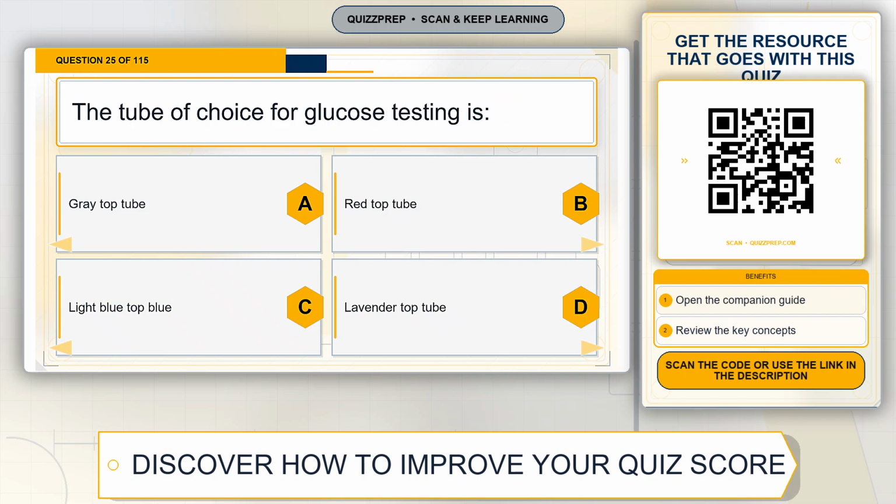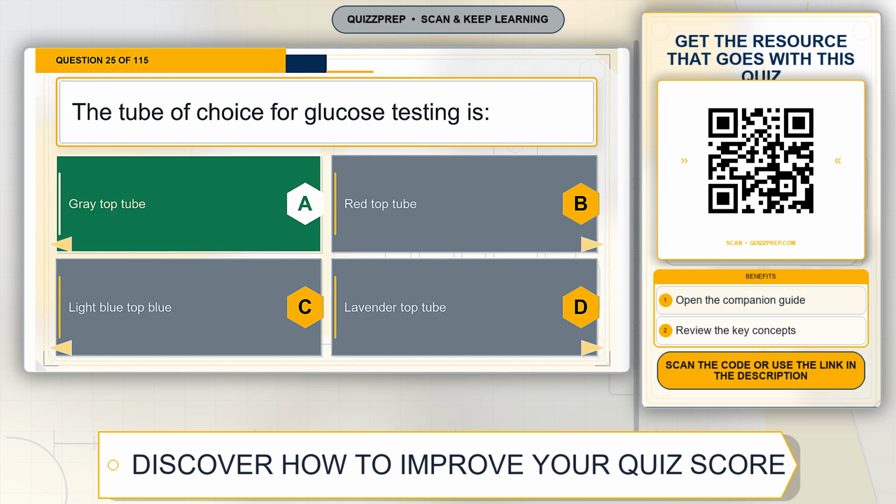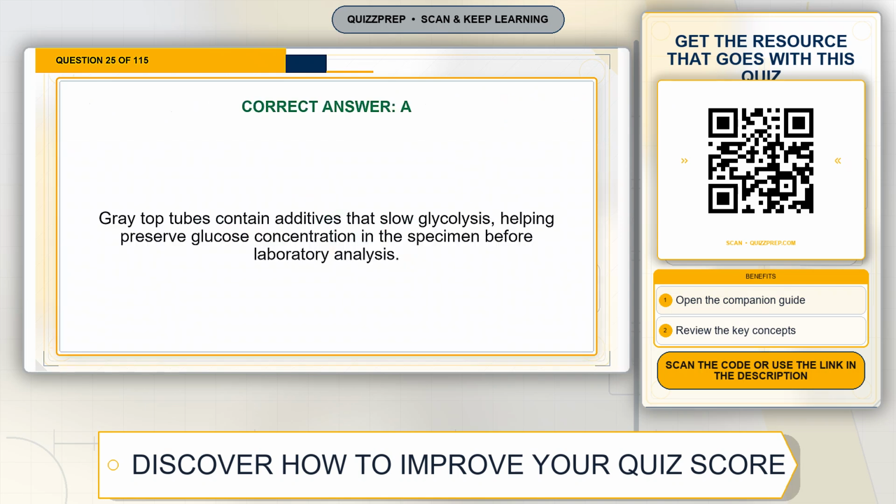Question 25. The tube of choice for glucose testing is: Option A, gray top tube. Option B, red top tube. Option C, light blue top tube. Option D, lavender top tube. The correct answer is option A, gray top tube. Explanation. Gray top tubes contain additives that slow glycolysis, helping preserve glucose concentration in the specimen before laboratory analysis.